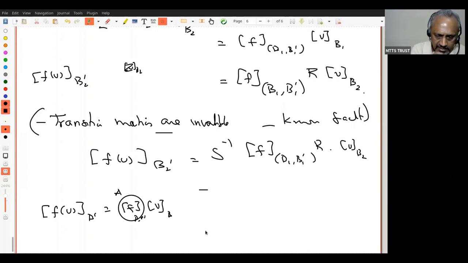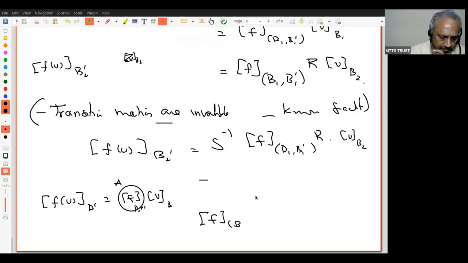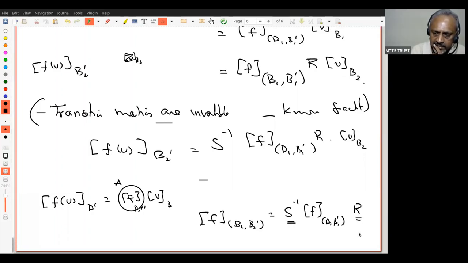Therefore, this tells us the matrix of F with respect to B2 and B2 dash is S inverse times the matrix of F with respect to B1 and B1 dash, times R. What are they? They are the transition matrices. R is the transition matrix corresponding to the pair B1, B2. S is the transition matrix corresponding to the pair B1 dash and B2 dash.